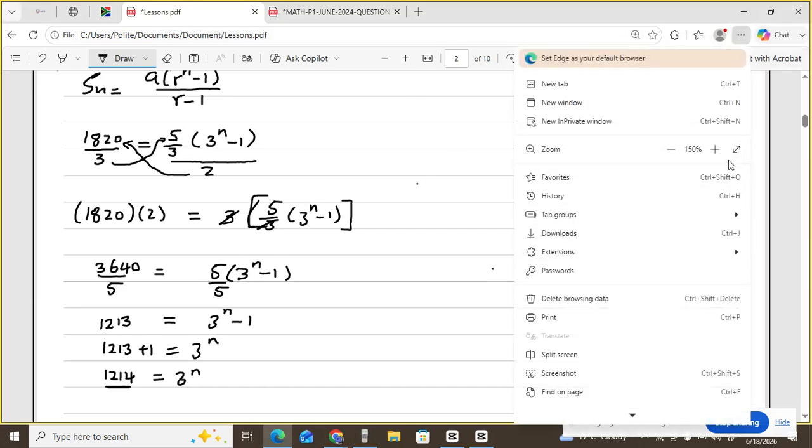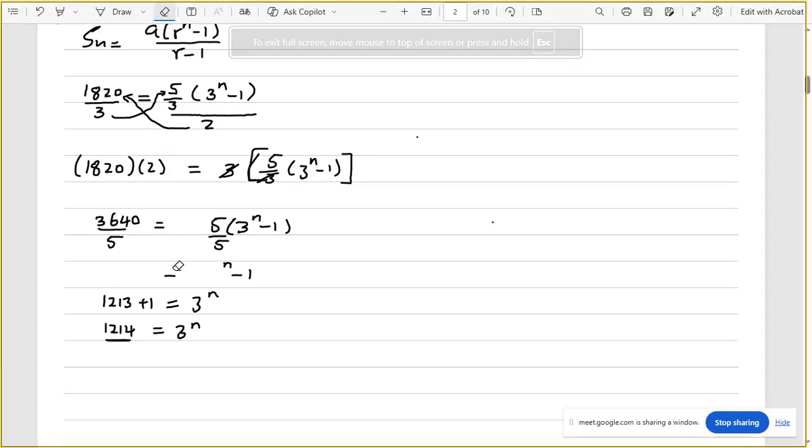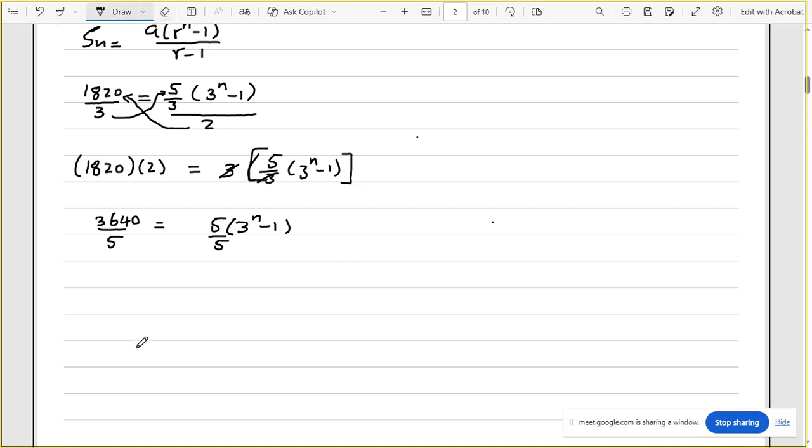I don't know what I did wrong there. So you need to pay attention when you punch in your calculator, because you see now we start losing marks. So please make sure that when you use your calculator, you pay attention to the numbers, okay? I probably put something wrong. So this 728 is equal to 3 to the n minus 1. Therefore, the 1 comes to this side, 728, and we add that 1.